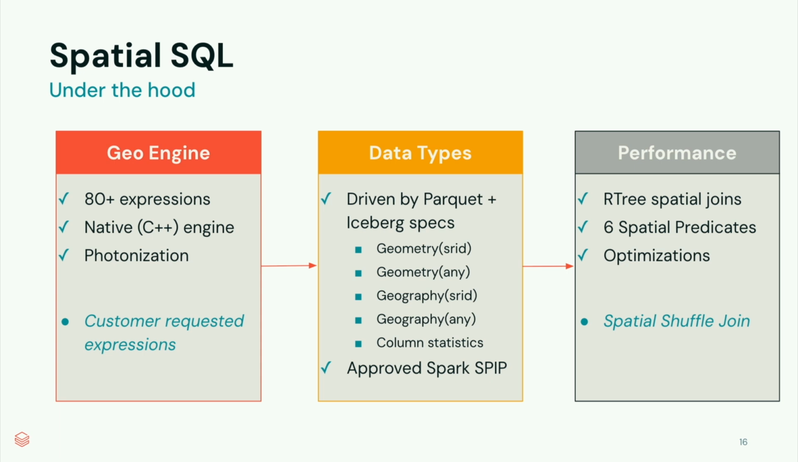Our testing shows that the photon side of things is going to make spatial queries run as fast as possible. And then we're still looking for more feedback from customers around expressions that aren't supported. On the data type side, now we support geometry and geography. These are based on the specs, as we talked about.